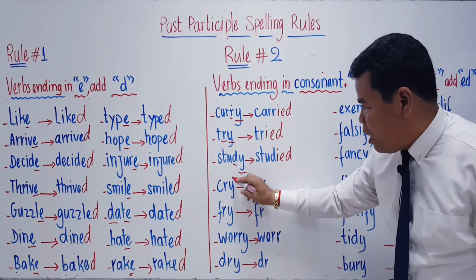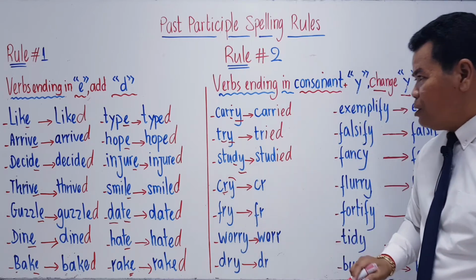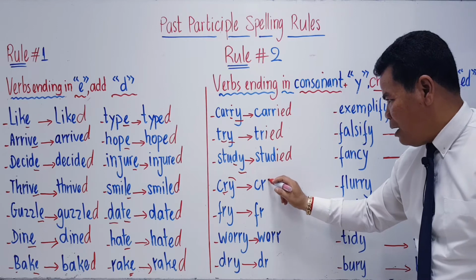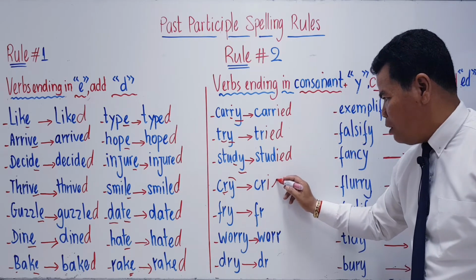Cry. Y at the end. In front of Y we have letter R, so it's one of the consonants. So we have I here. I change from letter Y, and then don't forget ED.